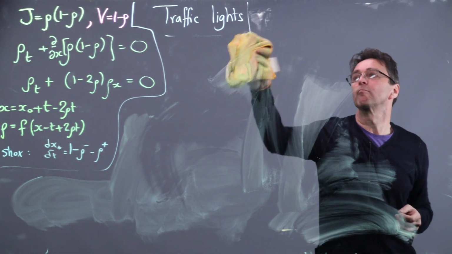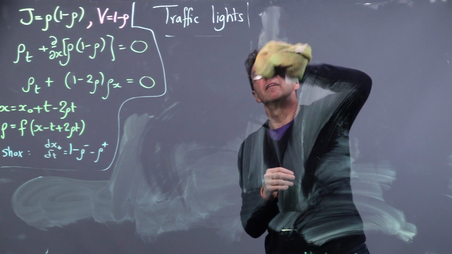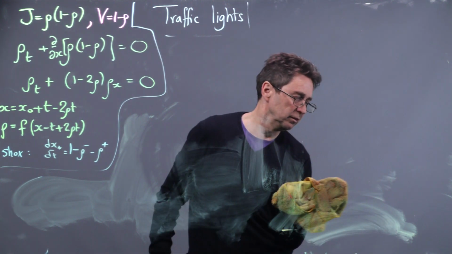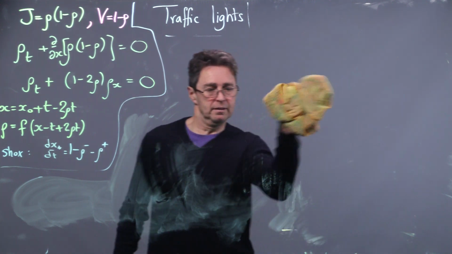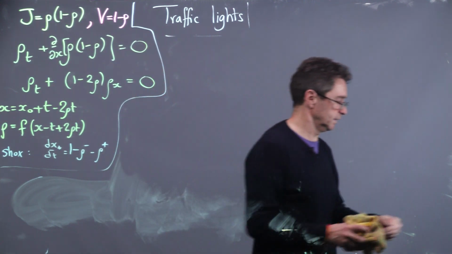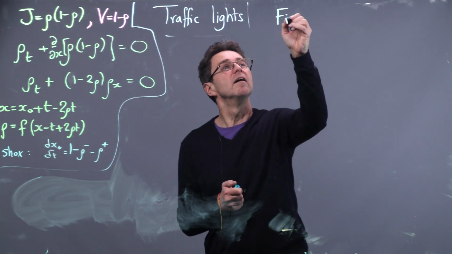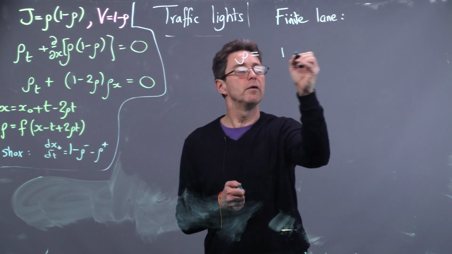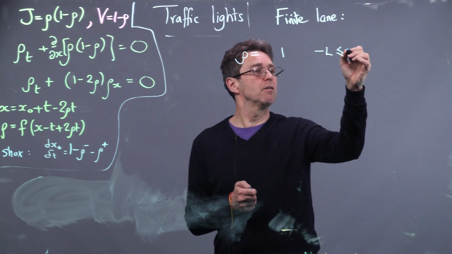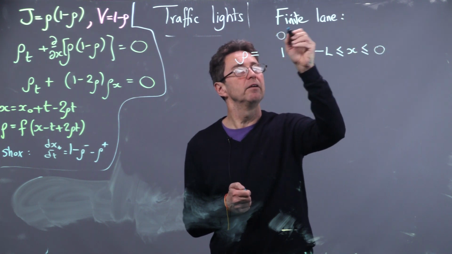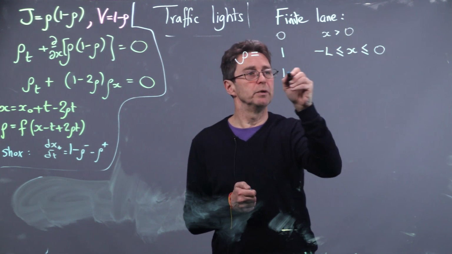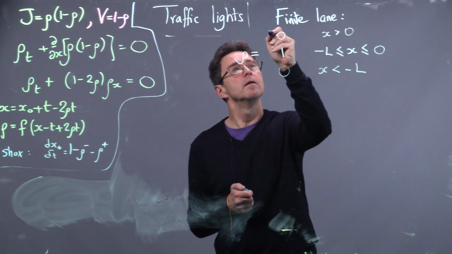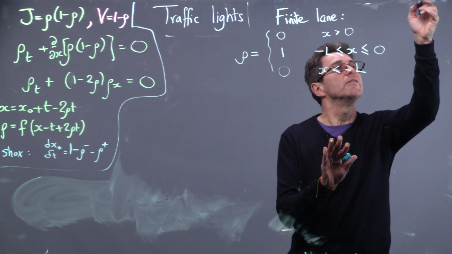So there's a back. And everything we've drawn so far, it kind of had an infinite tail off to minus infinity in x. So we're going to change that now. So let's do the finite lane. So what does that mean? It means that rho is equal to 1, but only between, let's call it minus L and 0, ahead and 0, and behind it's 0 as well. So that's my initial condition. Let's just draw it.